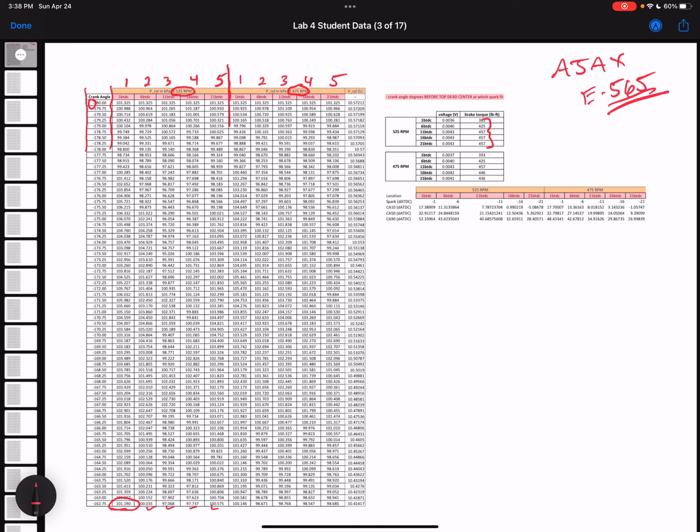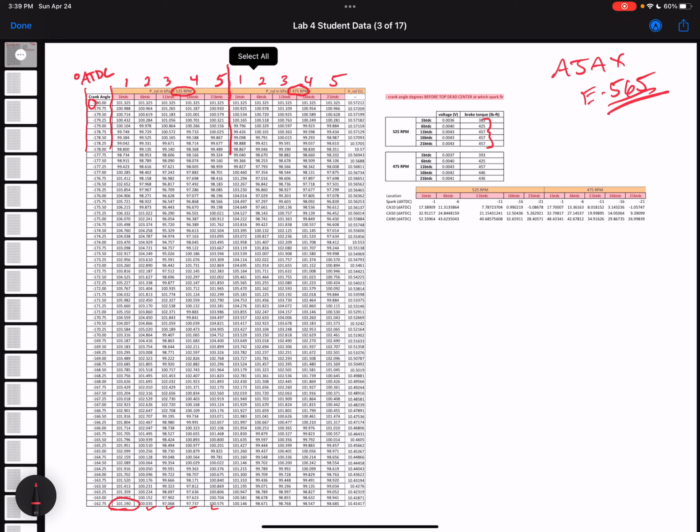The units on crank angle would be degrees after top dead center. So minus 180 means negative 180 degrees after top dead center, or 180 degrees before top dead center. When you get further into the spreadsheet, you'll find 0 degrees, which of course would be top dead center, and then the crank angle values will all be positive, which is to say that now you are positive degrees after top dead center. Each of the 5 columns that we have for each of the speeds, five columns for 525 RPM, 5 columns for 475 RPM.